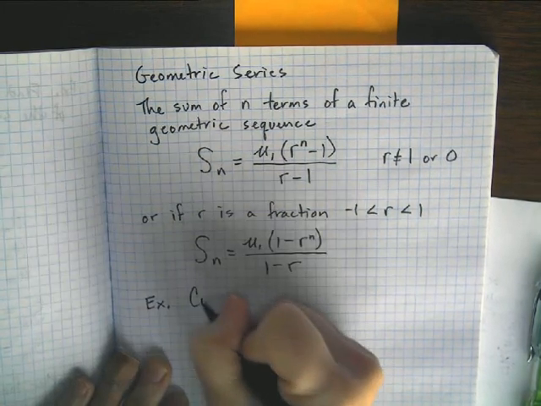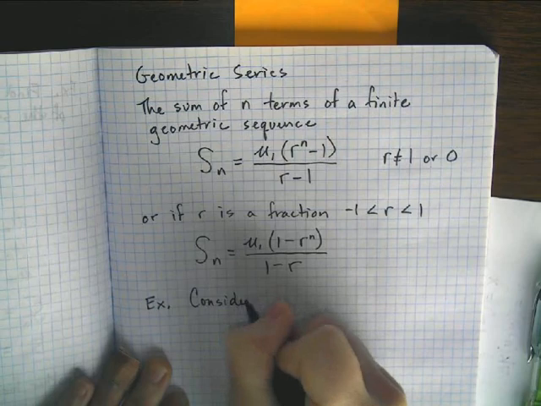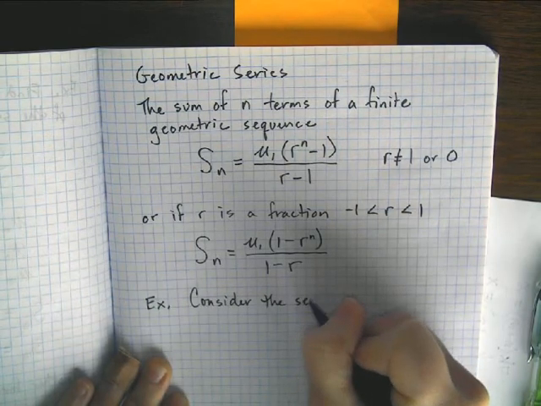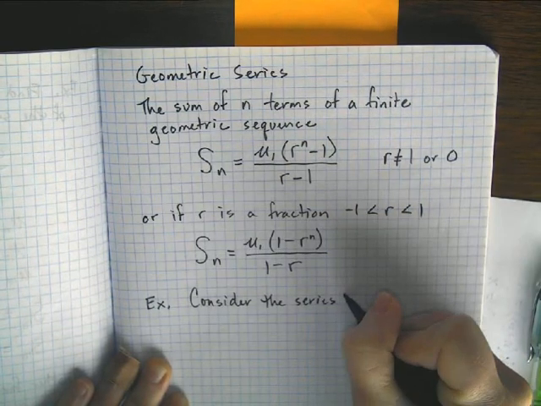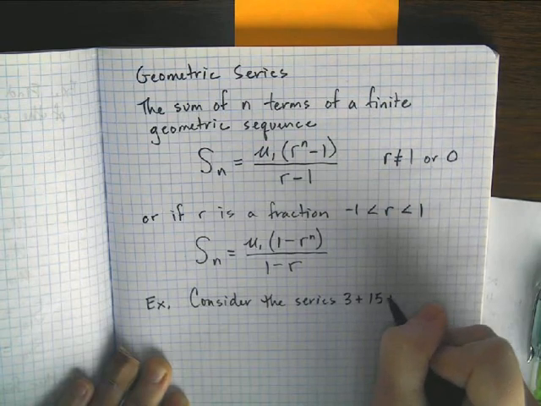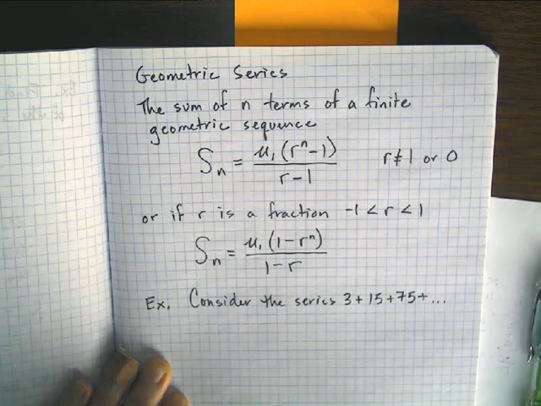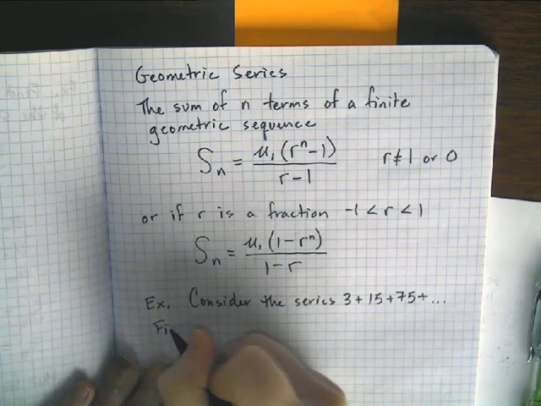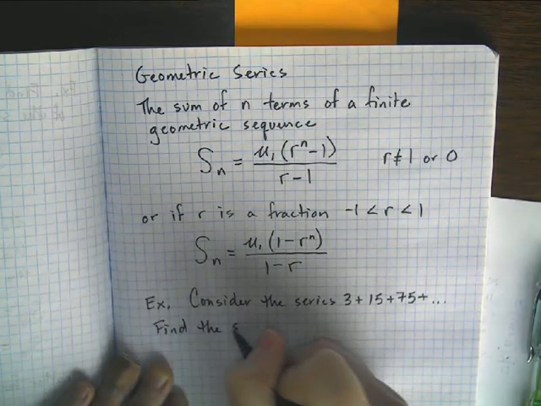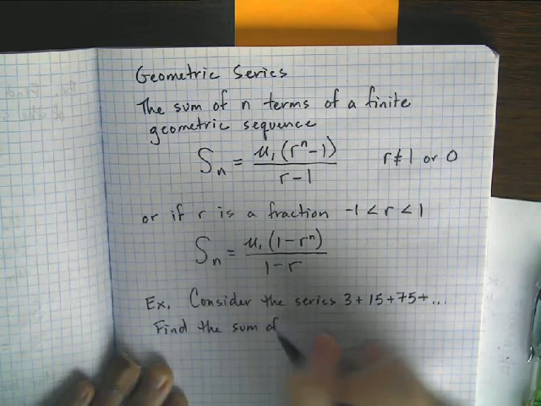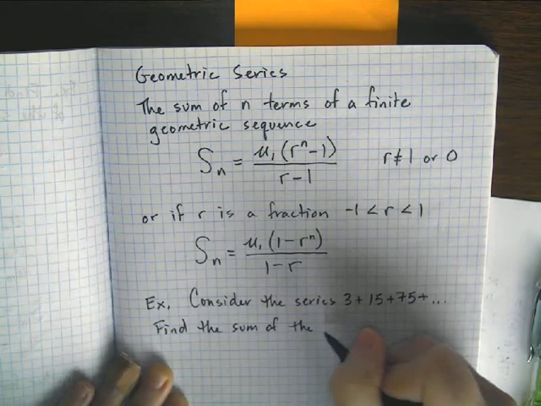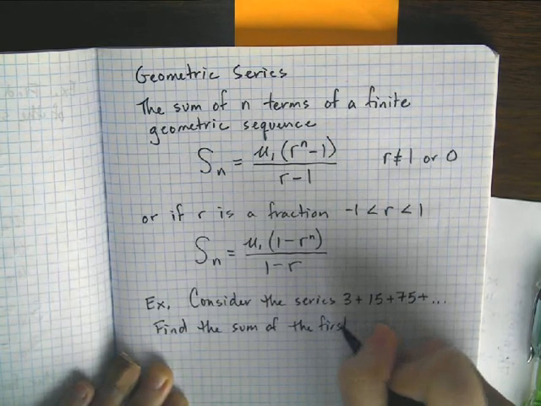Consider this series: 3 plus 15 plus 75 plus ... Okay, find the sum of the first 10 terms.